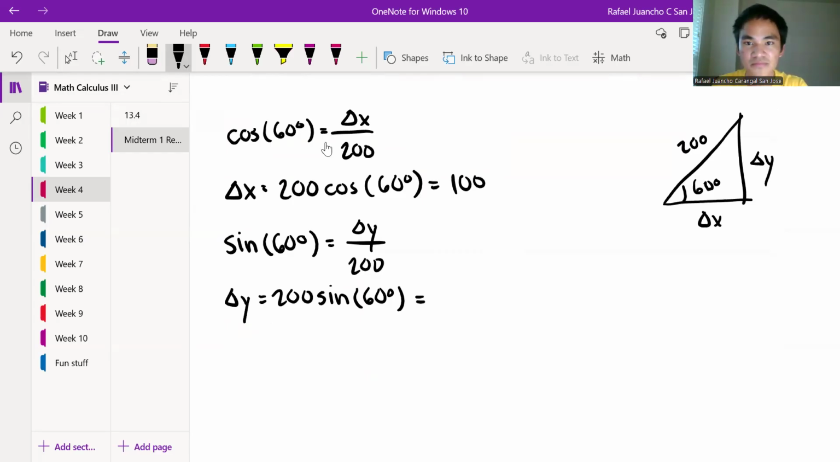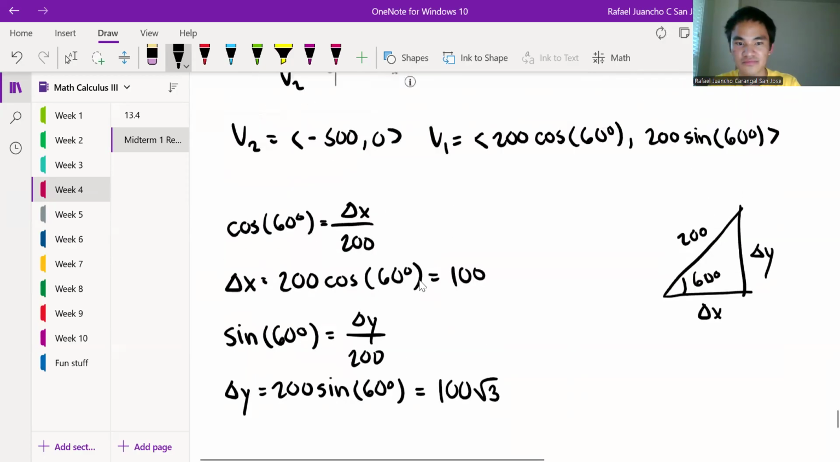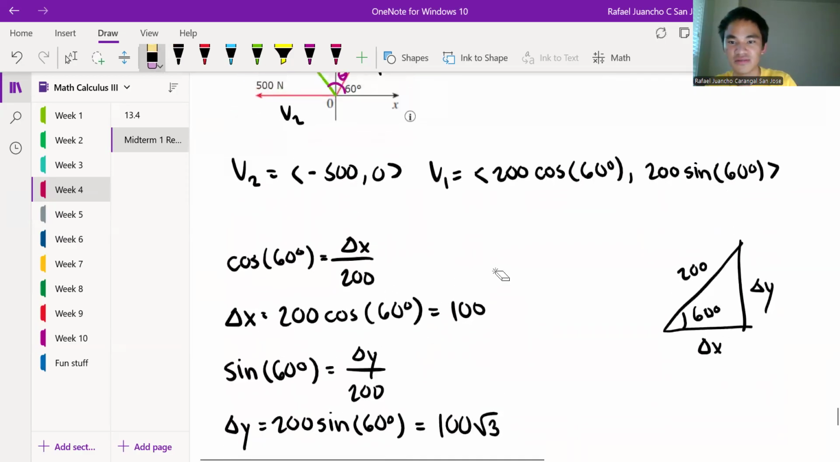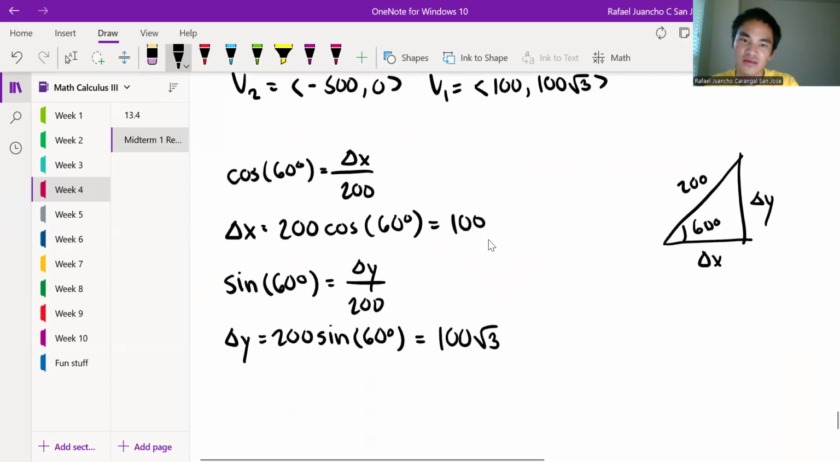Yeah, let's quickly do that. I'm going to have a trig table for an example. So sine of 60 is square root of 3 over 2. Okay, so I get 100 square root 3. Okay, what else? Now I can change this to be what I want it to be, which is 100 for my x and 100 square root 3 for my y. Good. Now I have concrete values.